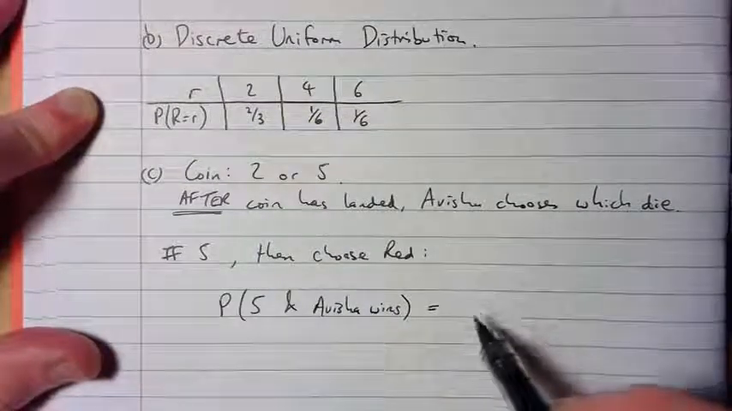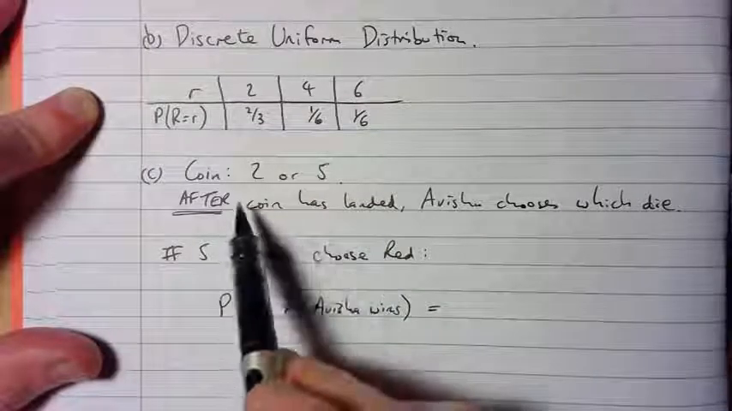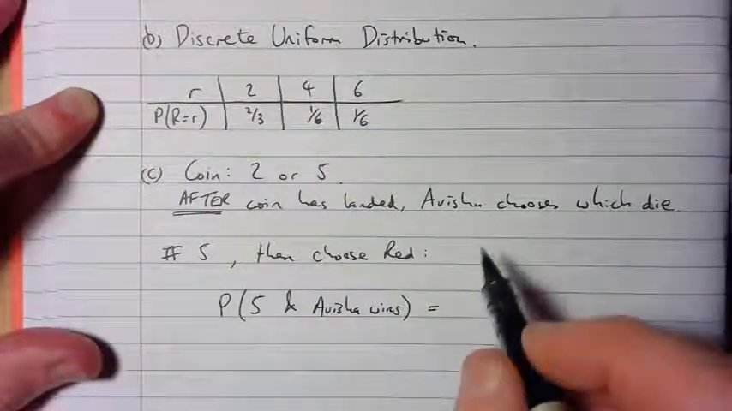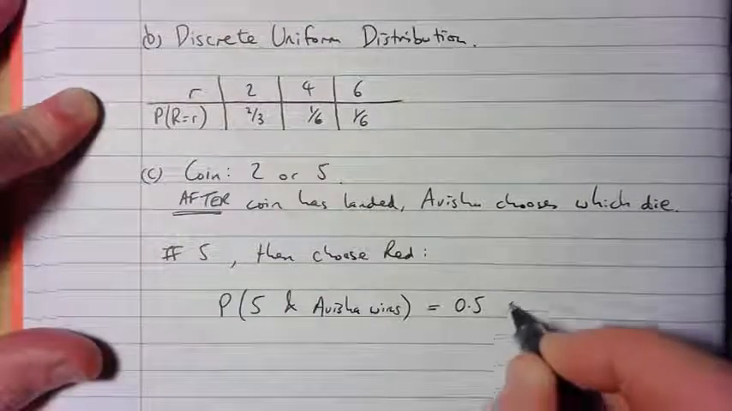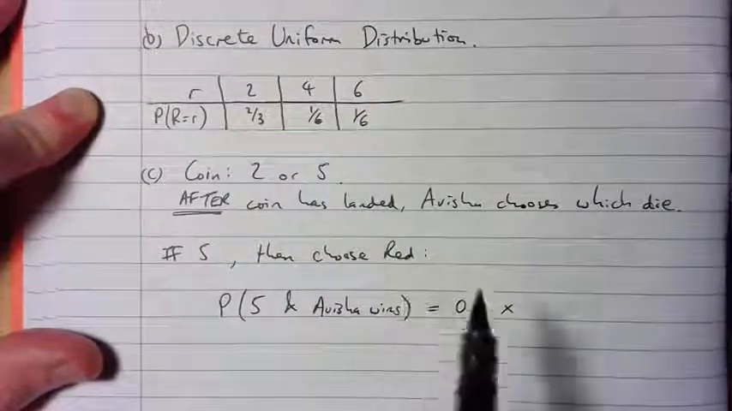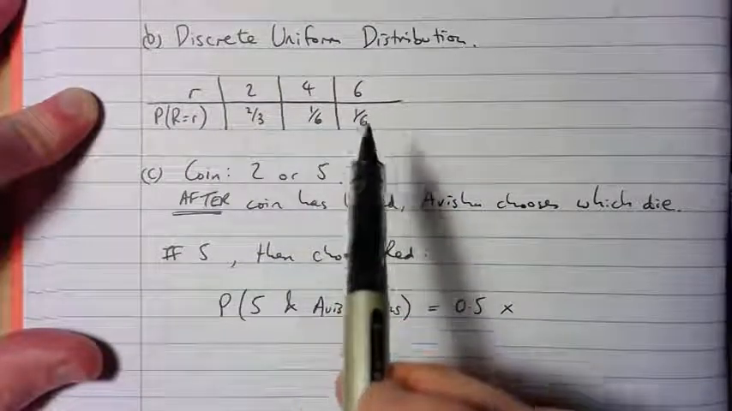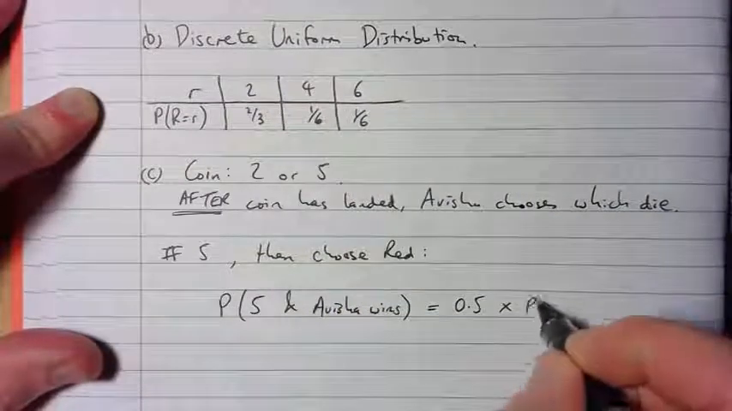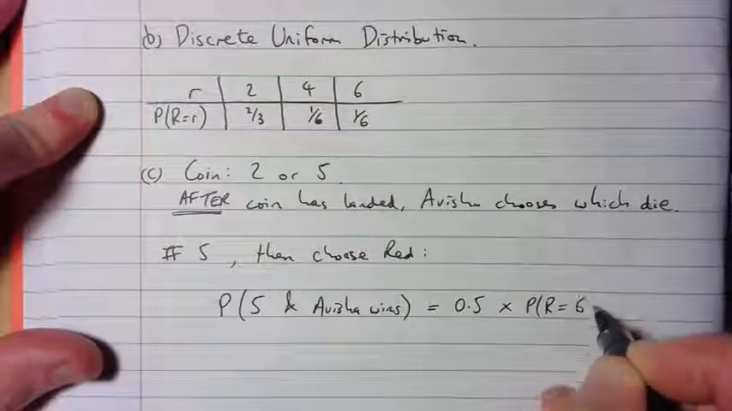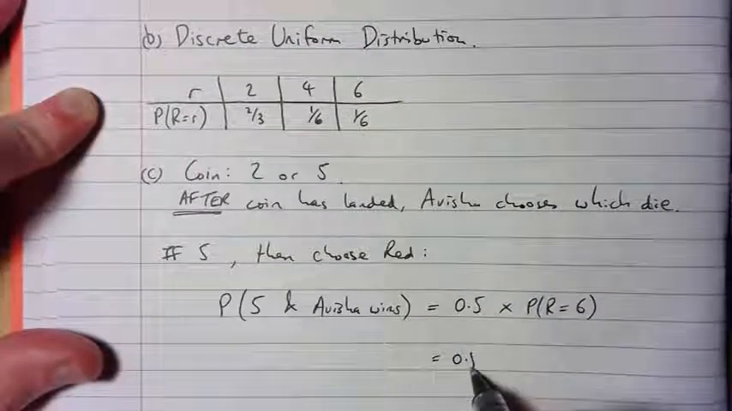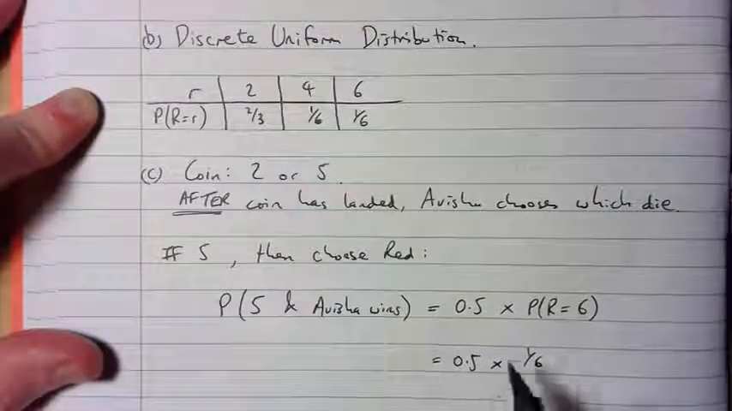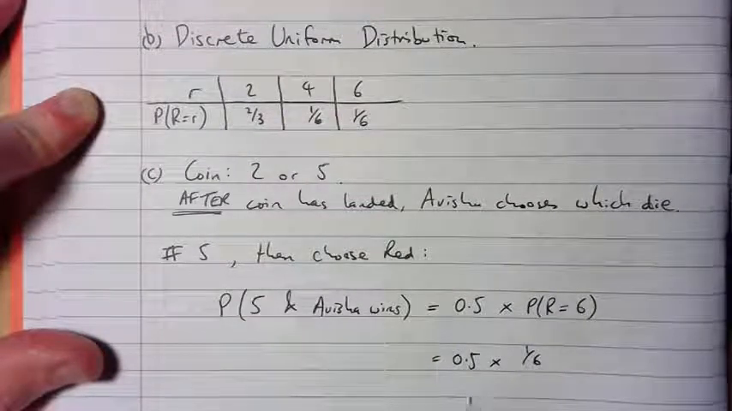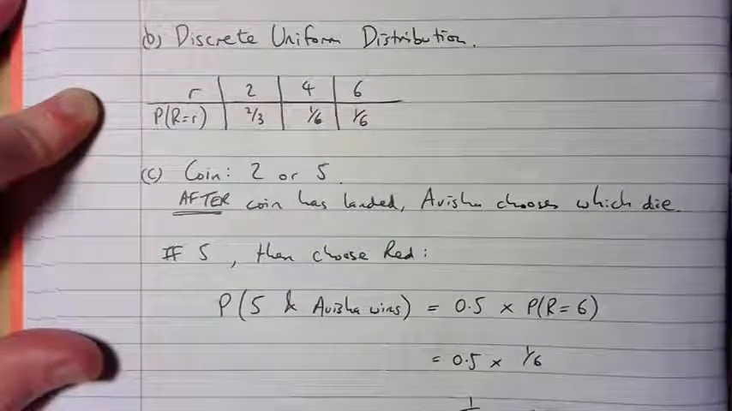Now the coin is either 2 or 5, a 50-50 chance of each, so the probability of landing on 5 in itself is 0.5, and Hwk wins if she gets a 6 specifically. So that's the probability that red equals 6. So 0.5 times red equaling 6, which is 1/6. Okay, and that can be written as 1/12. Half times a 6th is 1/12.